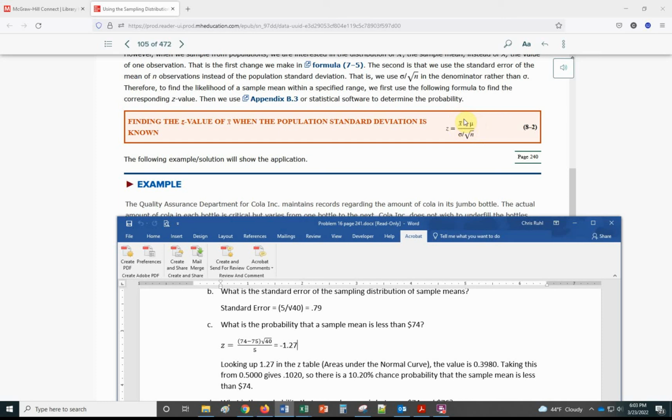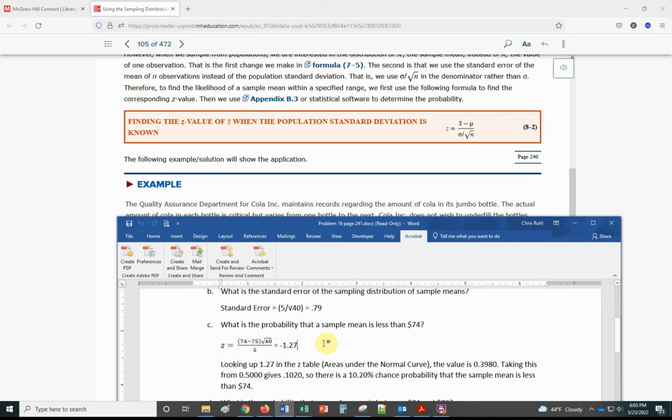So you take the difference between this right here, which is your population mean. So you take the number they give you minus the population mean times the square root of n all over the standard deviation for the population. This is the population standard deviation. See, there's no subscript. So that's population standard deviation. So in our case, in this formula, we take 74 minus 75, which gives us -1, times the square root of 40, and then divide that answer by 5, and you get -1.27.